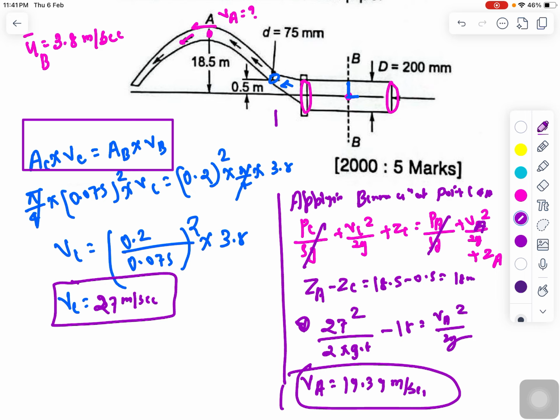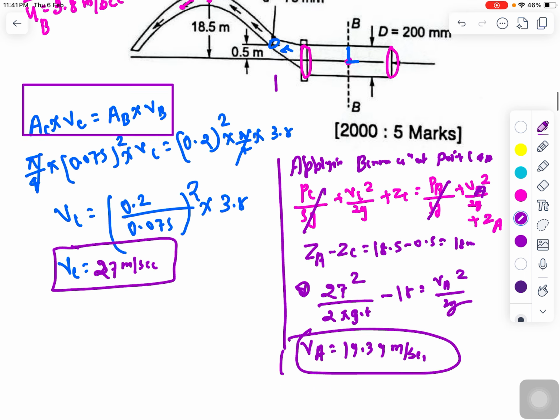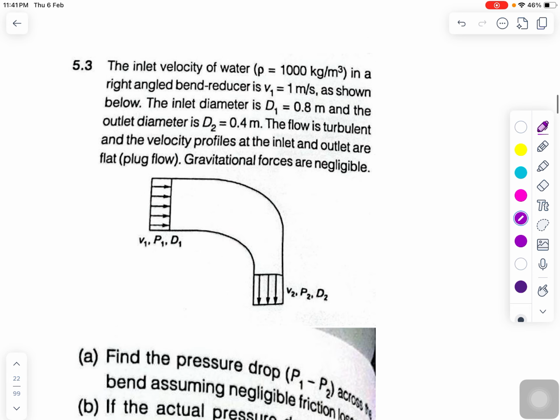This is a very important question where you learn two concepts: how to apply the continuity equation and how to apply the Bernoulli's equation in order to calculate the velocity of free stream. Okay, moving towards the next question.